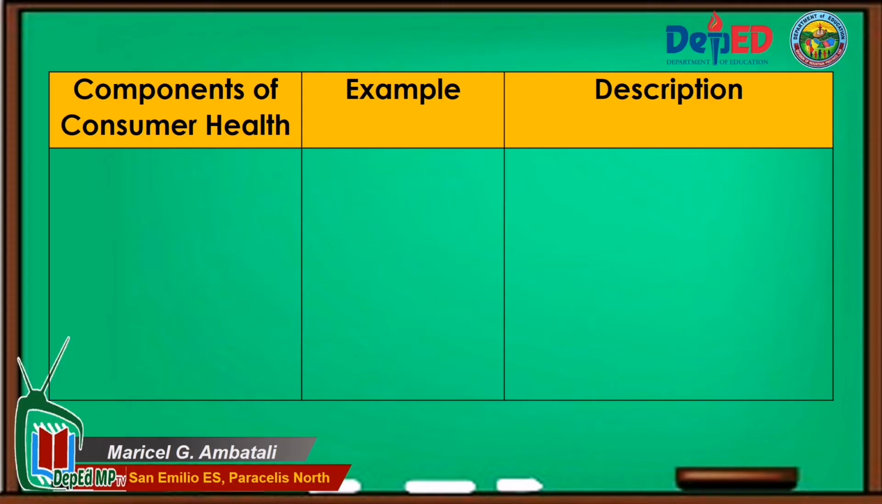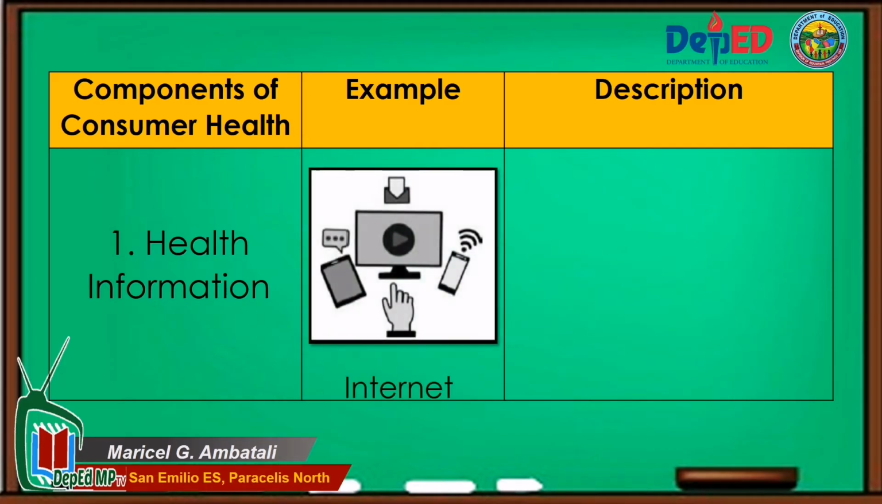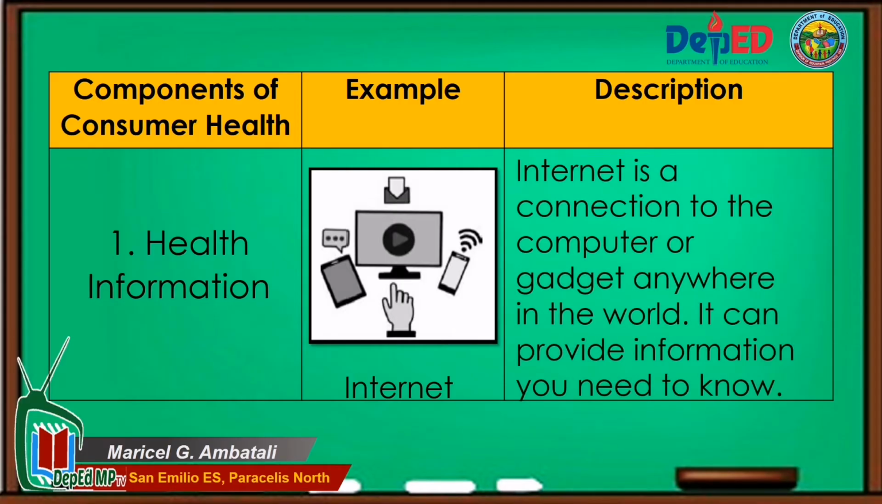The first component of consumer health is health information. And one example of health information is internet. So what is an internet? Internet is a connection to the computer or gadget anywhere in the world. It can provide information you need to know.